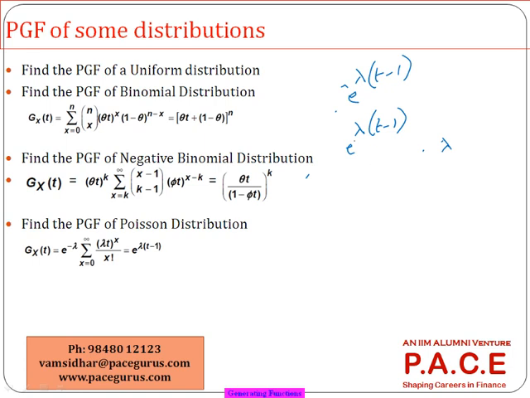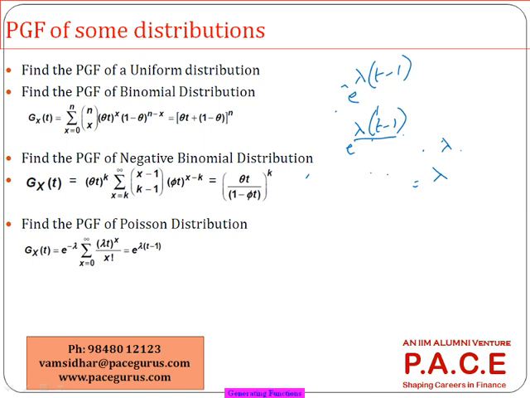Differentiation of this numerator with respect to t is lambda. Then substitute t equal to 1. If I am substituting t equal to 1, e power 0 is 1. 1 into lambda is giving me lambda itself. So we have got the formula that the mean of the Poisson distribution is lambda, through this process itself.